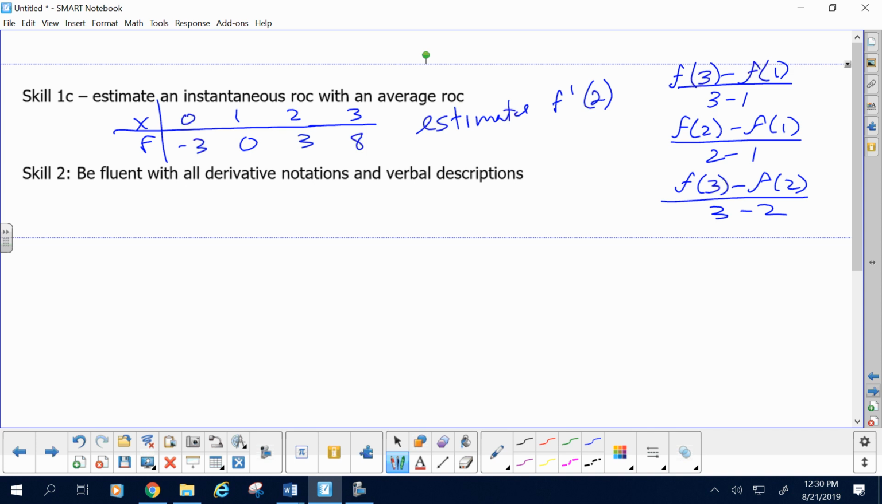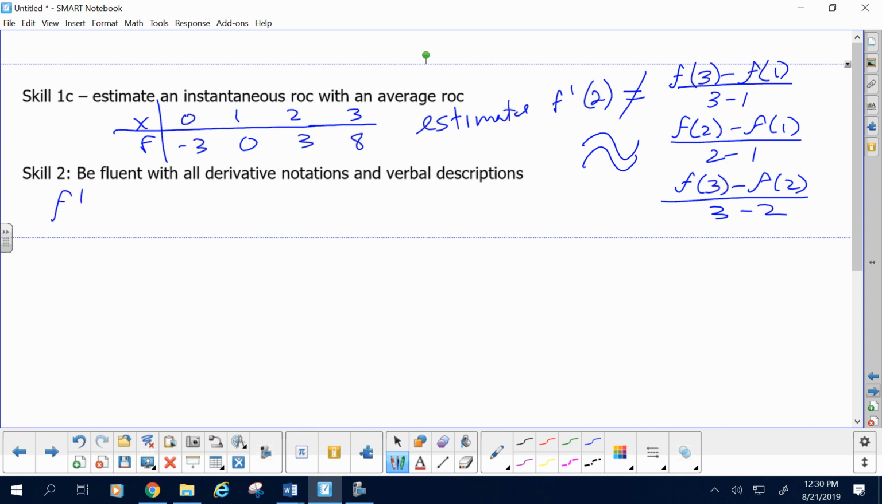I tell you though, this would be a 1-point part A of a free response, and the point that's lost is between the two. If you say equal, you are out. That is not true. It is not the instantaneous rate of change. It is an estimate. You must be very clear that this is an estimate. It's really the slope between 2 points as a stand-in for the slope at a point. Be fluent with all derivative notations and variable descriptions.